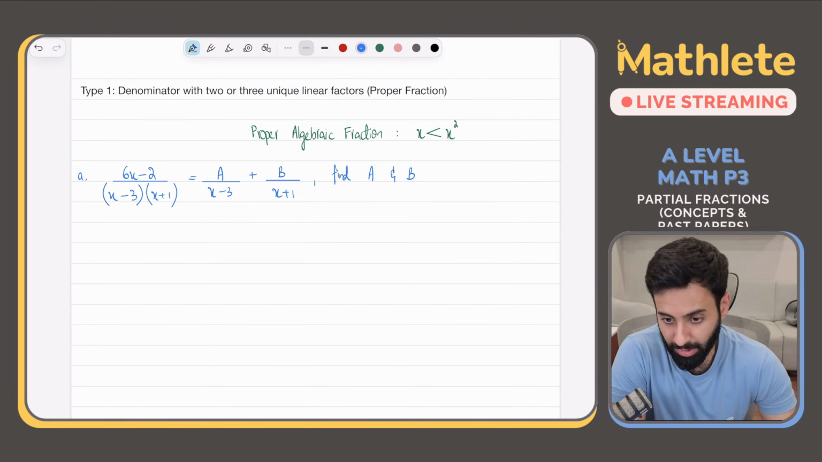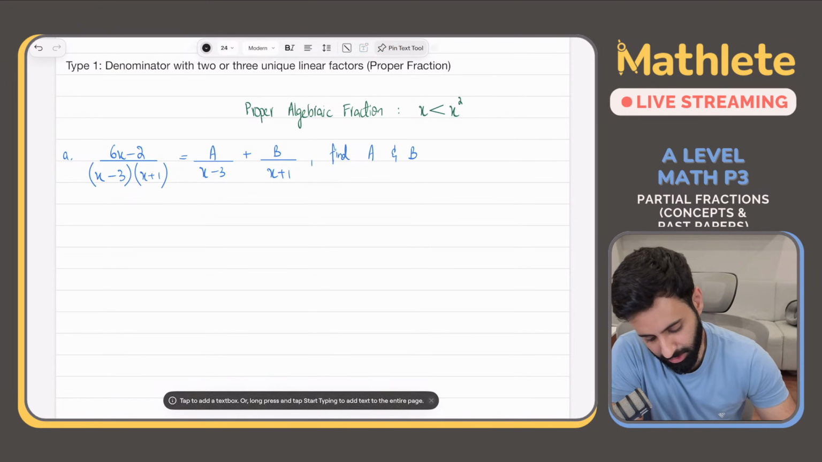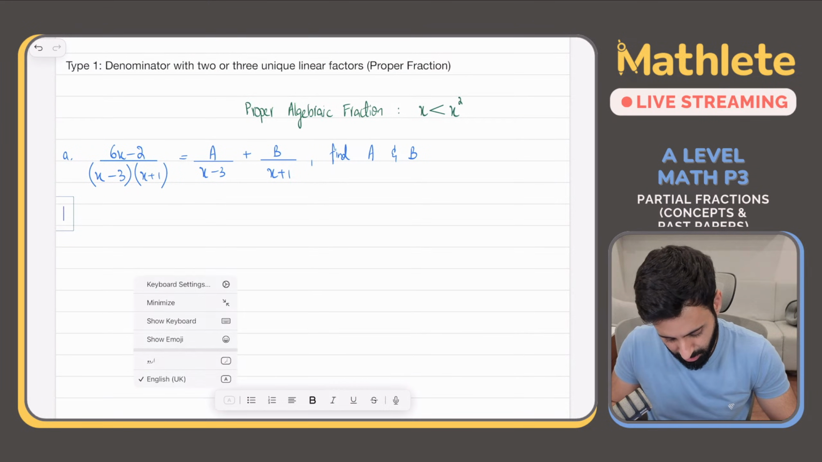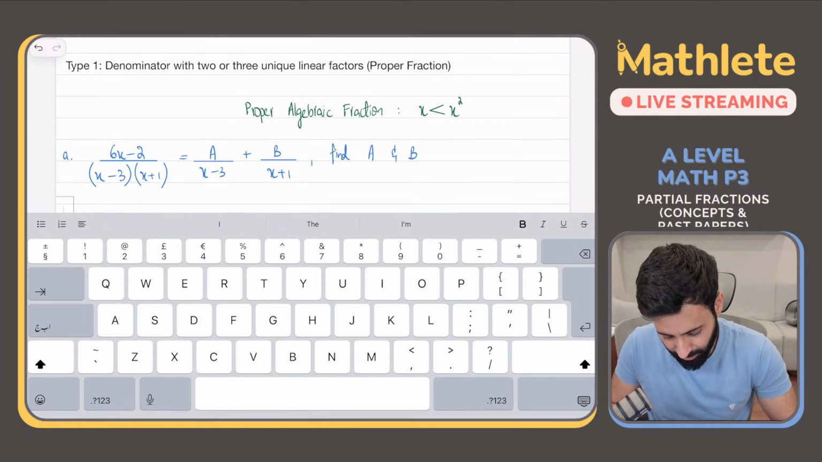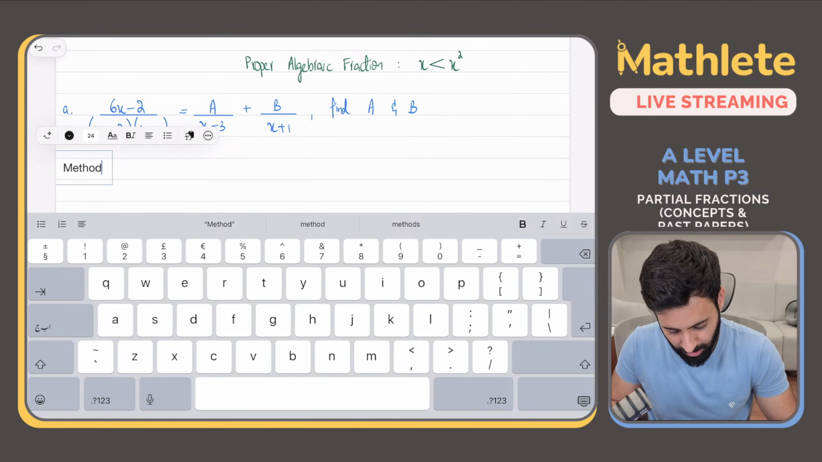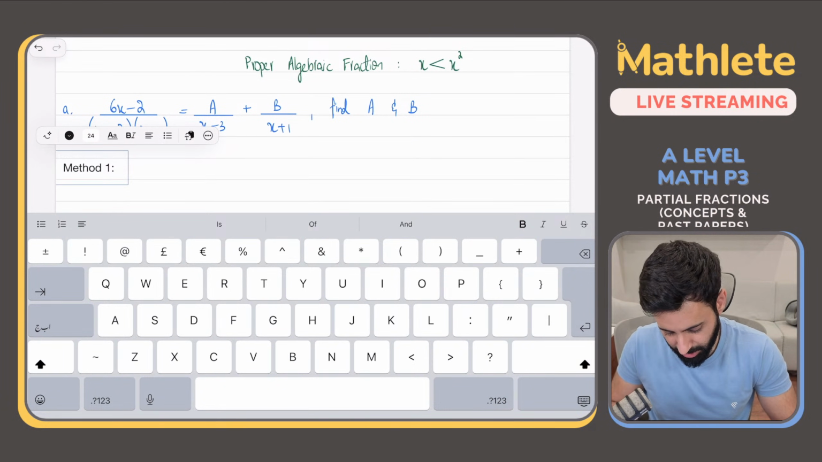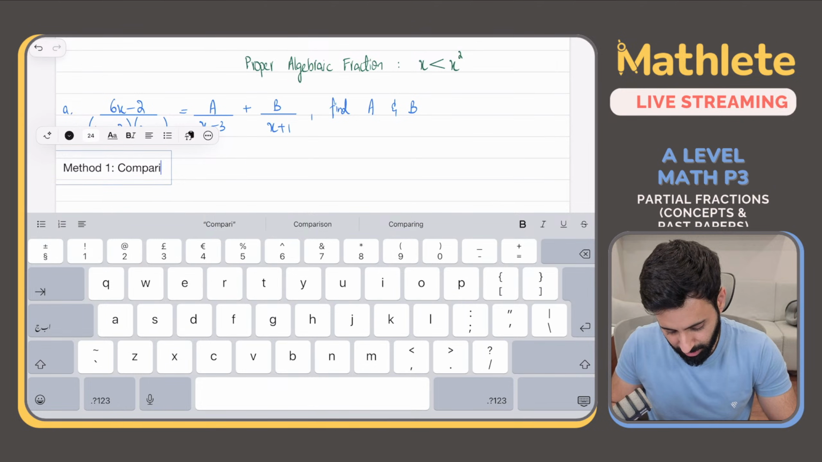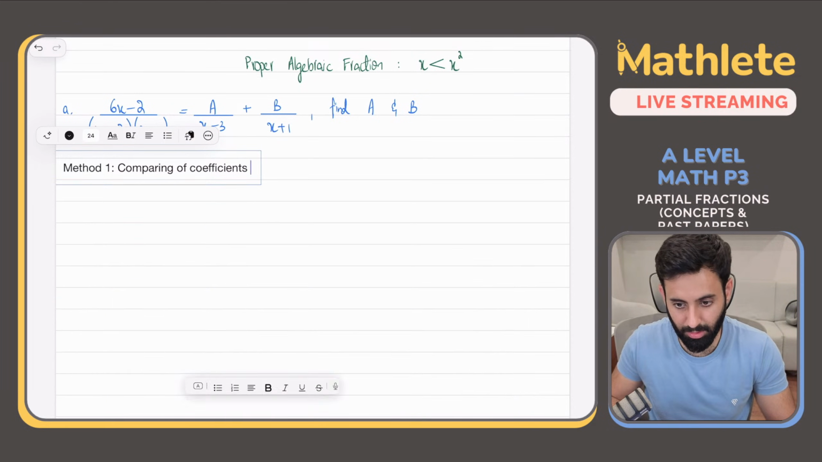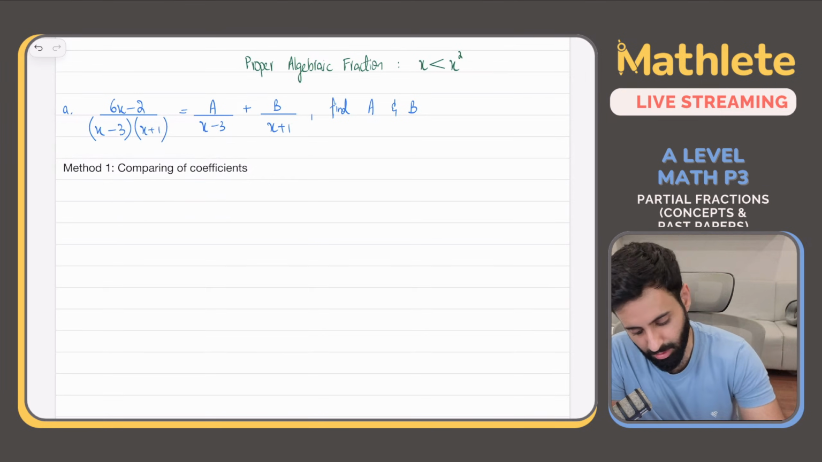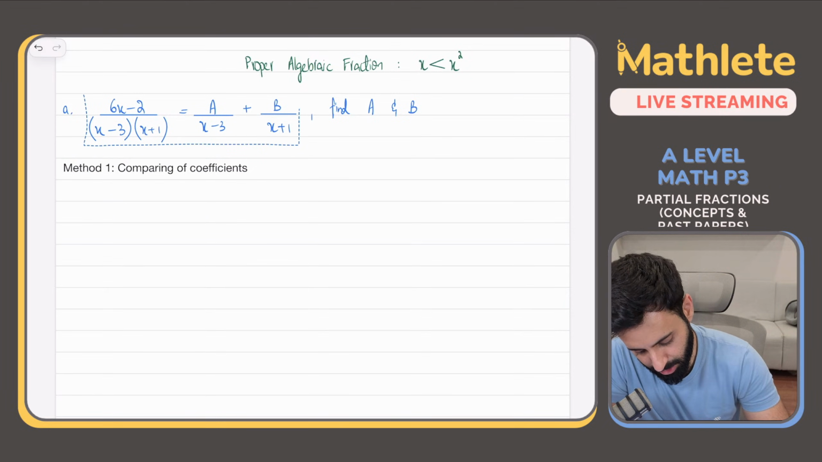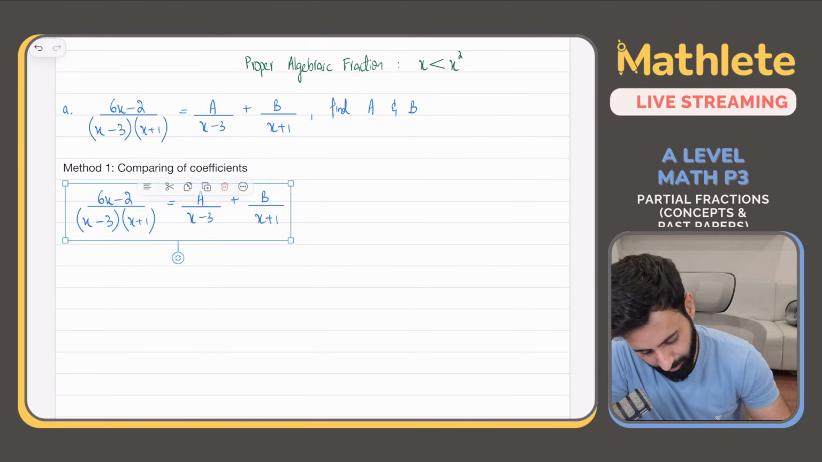There are two methods. I'm going to give you both methods and you can decide whichever method you like. So here comes method 1. Can anyone tell me what the two methods are? Method 1 is comparing of coefficients. Let's see how we can compare coefficients to find out the values of a and b.